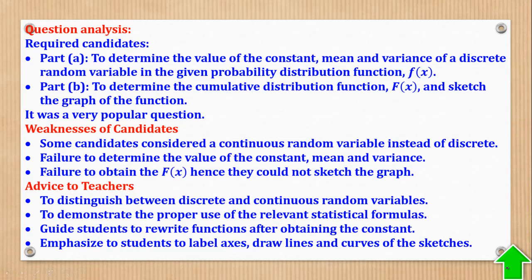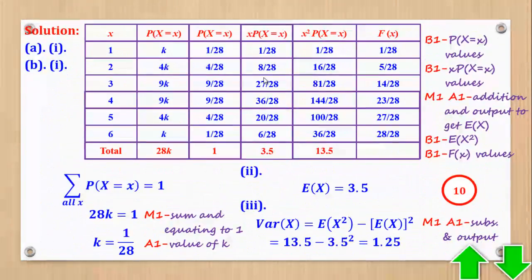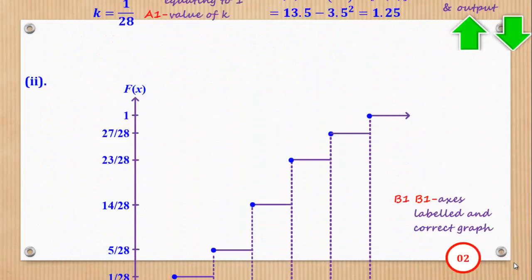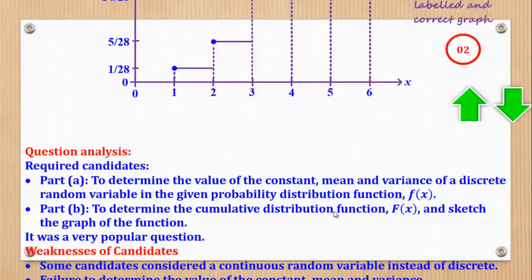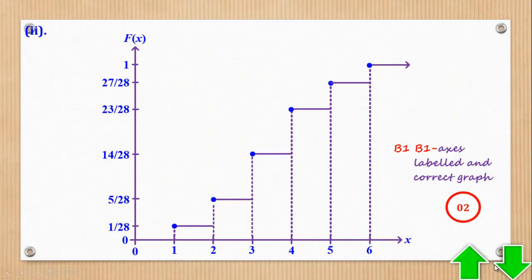As you can see here, I think you realize that in my table I have 2 columns, but both have probabilities. It is okay because, why are they 2? Because one had a constant, then the other one was rewritten without a constant. That is what is advisable. Then emphasize to students to label axes, draw lines and curves of the sketches. So you have to use a ruler to draw those axes, and they have to be labeled.